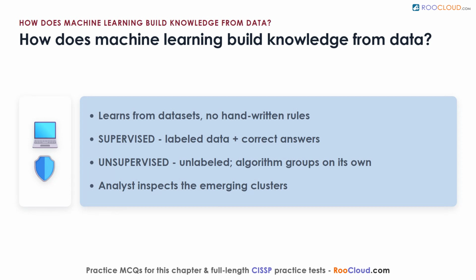Unsupervised learning trains on unlabeled data, where no answers are given, and the algorithm groups similar items on its own, leaving an analyst to inspect the clusters and judge which might be malicious. Think of supervised learning as studying with an answer key, and unsupervised learning as sorting a pile of unlabeled photos into whatever natural groups emerge.